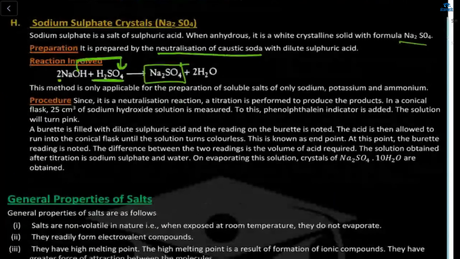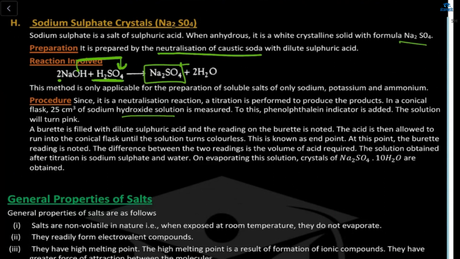And the procedure to do this is what? We have to take in a conical flask 25 centimeter cube of sodium hydroxide solution, we have to measure it, and then we have to add some indicator which will turn it pink. The color of sodium hydroxide will turn pink, and then it is filled with dilute sulfuric acid, and then we have to note the reading.